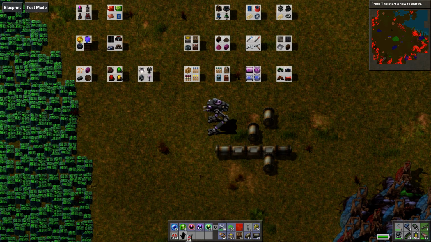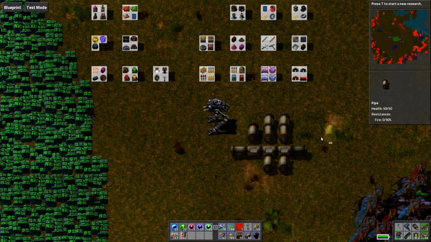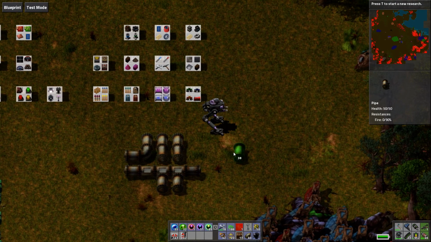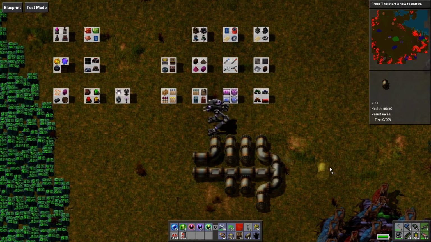So as you can see, they only connect horizontally or vertically. They don't connect to each other. This is very good. You can mix and match the pipes. That way you can avoid T-junctions, for example, right? Like that.